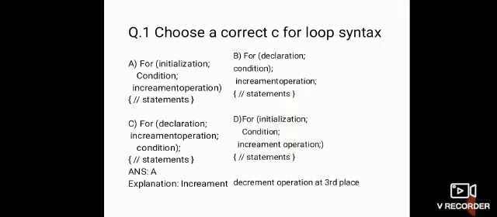I will explain some MCQs on loops in C. First question: choose the correct C for loop syntax. In the for loop syntax, first the initialization statement, then the condition is checked, and then the increment or decrement operation. The increment decrement operation is at the third place. So option A is correct.